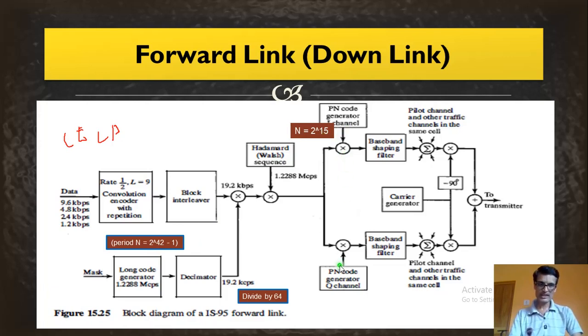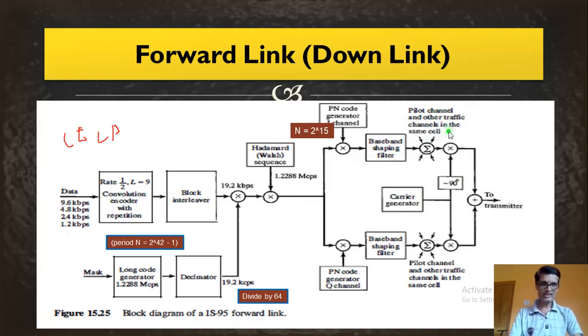In the I channel, there is a baseband shaping filter. Again, it's a low pass filter, which is used to provide a particular shape to the signal. Then this part is the modulator part. I have a carrier generator and a 90 degree phase shifter given to this, so the I channel and Q channel. And here we're going to add the other signals to this voice signal. This is the voice signal here.